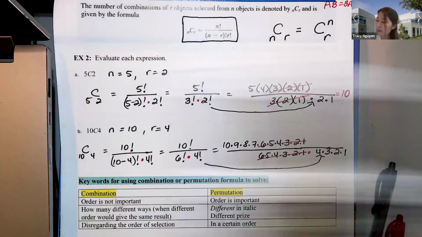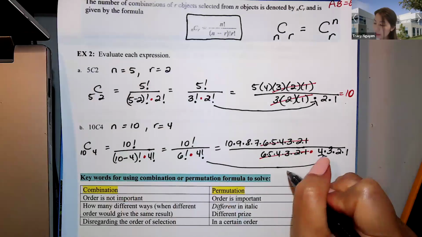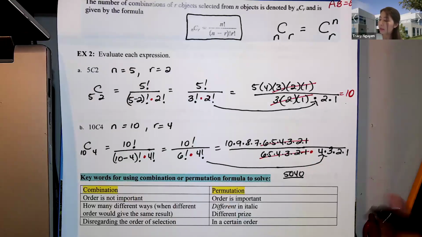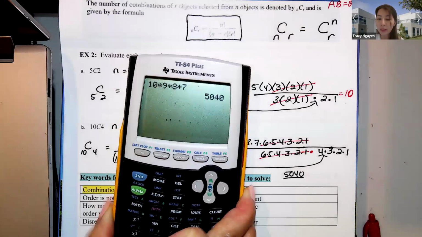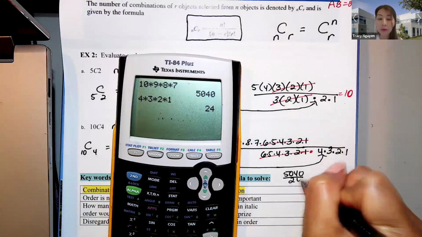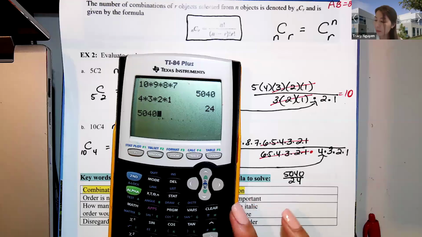Sorry, the space here is a little bit limited, so I'm going to go ahead and write 5,040 here. Sorry about the spacing. The denominator, we have 4 times 3 times 2 times 1, which gives us a denominator of 24. We now take 5,040 and divide it by 24.